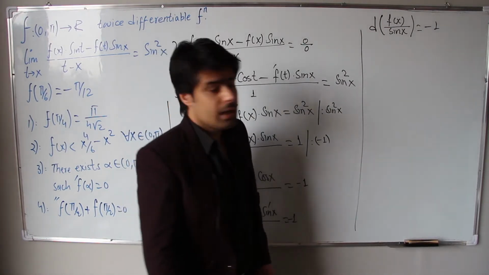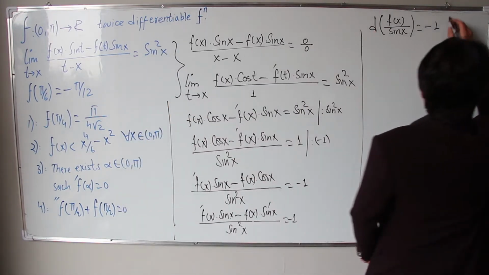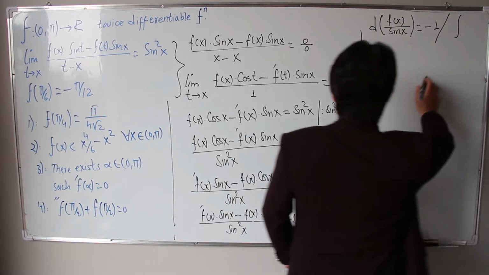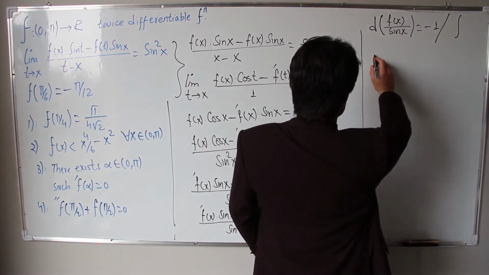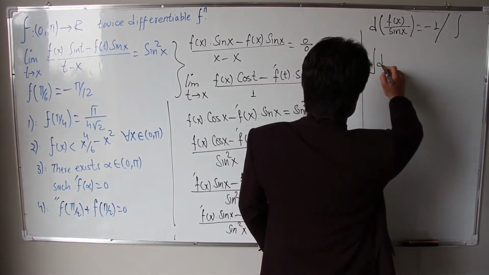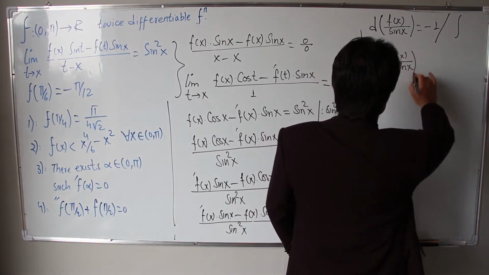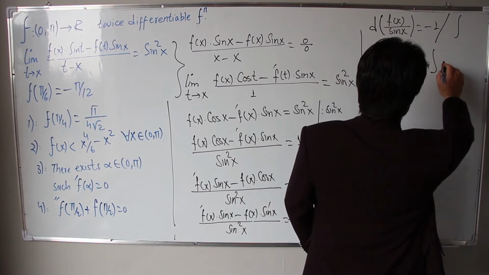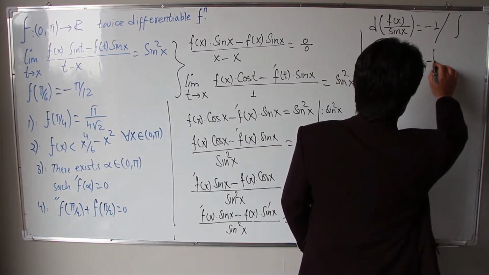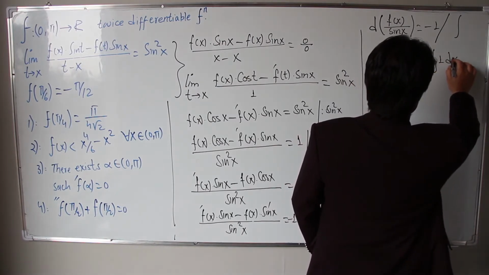Now, how can I eliminate this d? We have to take integration. So the integration of d of f(x) over sine x equals the integration of minus 1 dx.